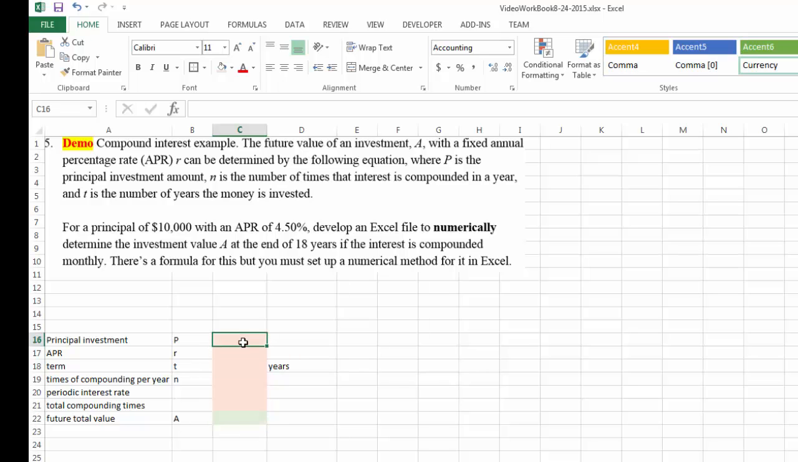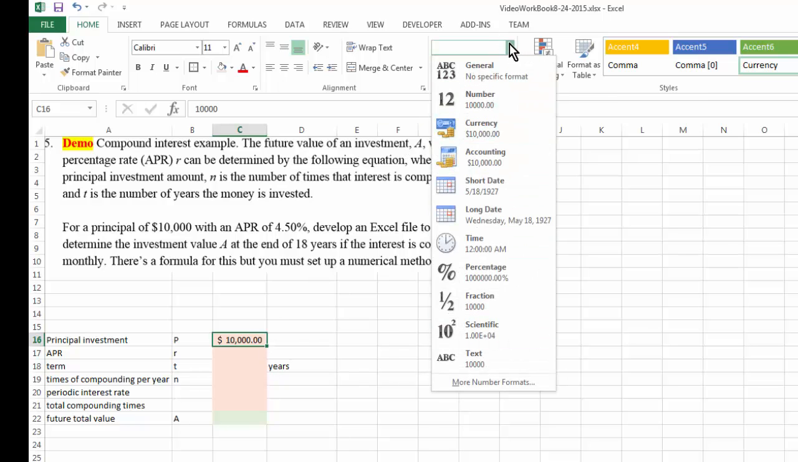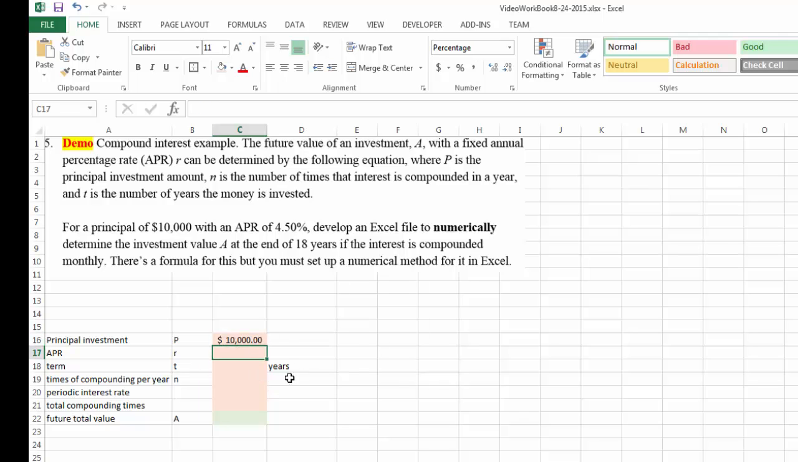So I have an initial principal of $10,000. Okay, I have already selected the format of using the dollar sign. If it's not showing it, you can always change it from this drop down menu. The APR, the annual percentage rate, is 4.5%. Okay. The total term in this example is 18 years.